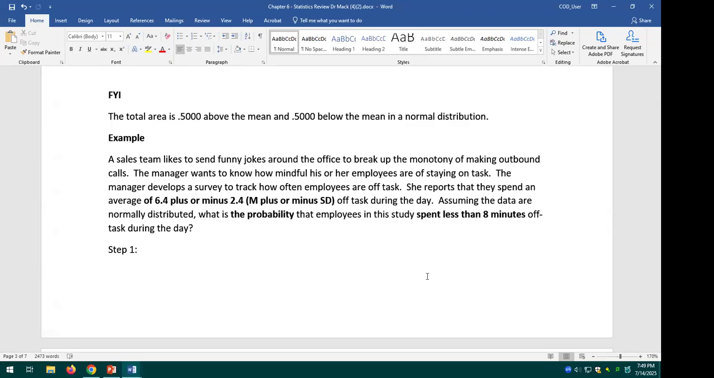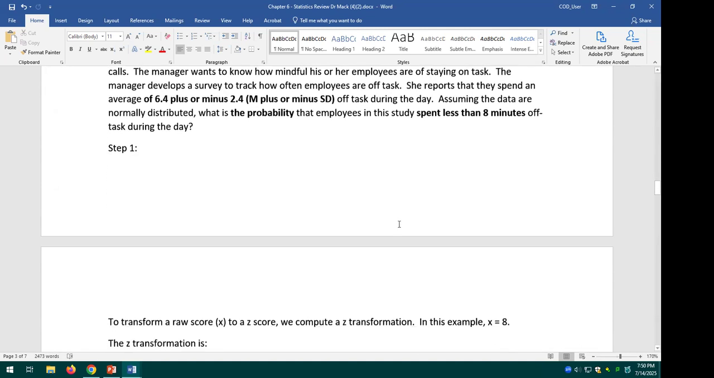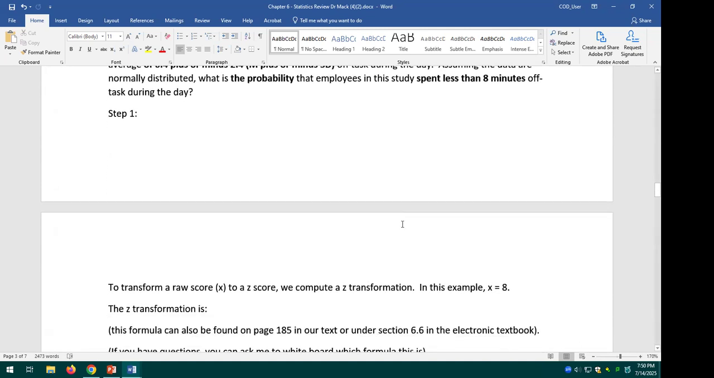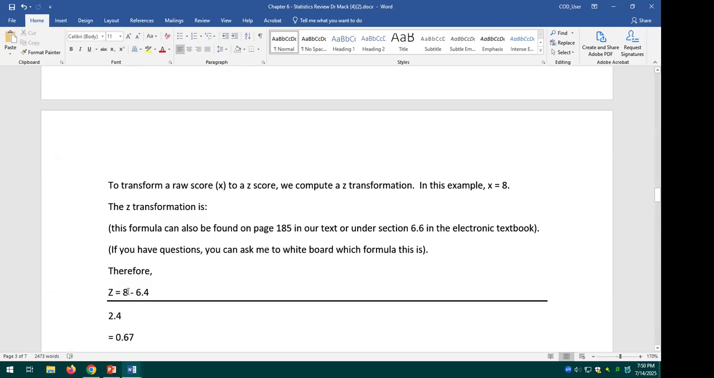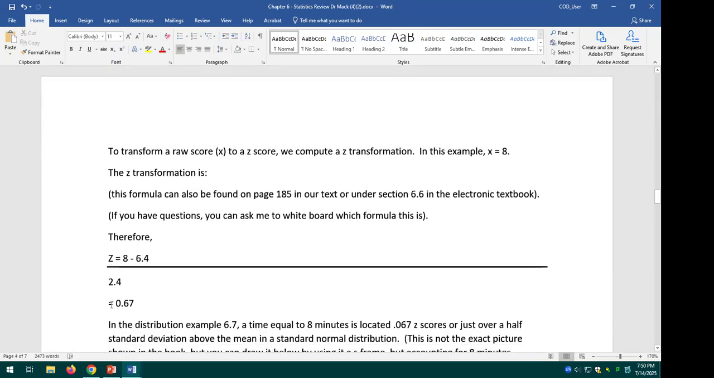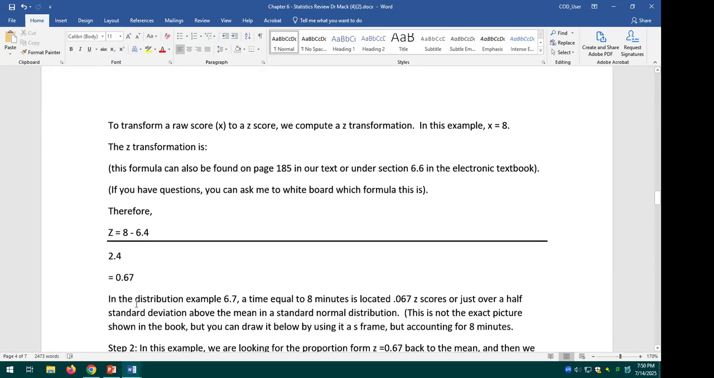She reports they spend an average of 6.4 mean, plus or minus 2.4 standard deviation, off task during the day. Assuming the data are normally distributed, what is the probability that employees in this study spent less than 8 minutes off task during the day? So step one, to transform an X to a Z score, we compute a Z transformation. In this example, X is equal to 8. Therefore, Z is equal to 8 minus 6.4, X minus M, over 2.4, which is equal to 0.67.